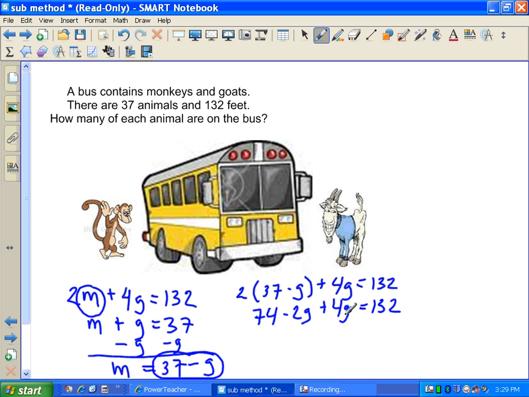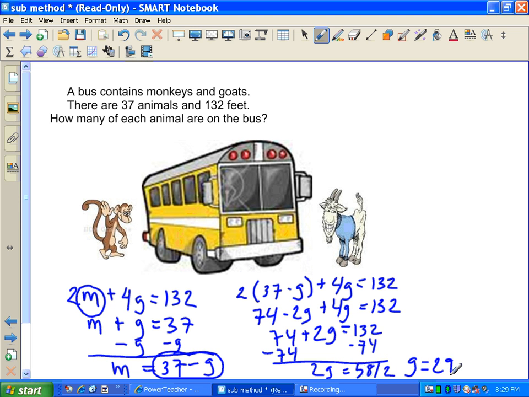Let's see, negative 2G plus 4G is just 2G. 74 plus 2G equal to 132. If you subtract 74, 2G is equal to 58. Divide by 2, G is equal to 29.